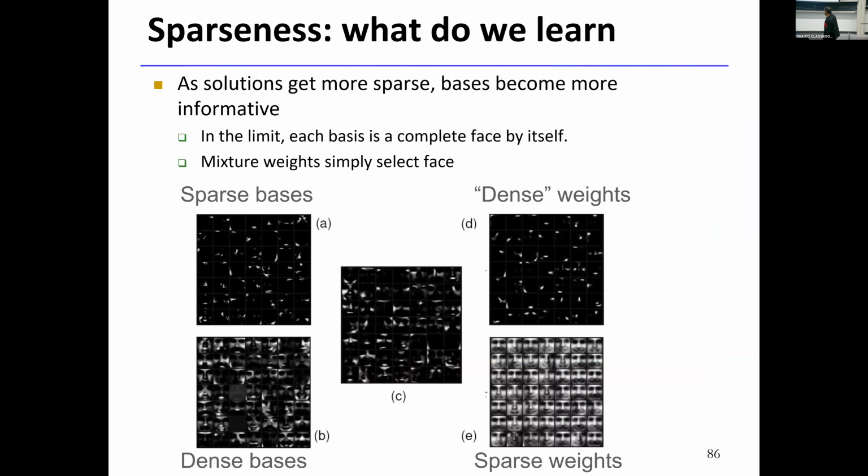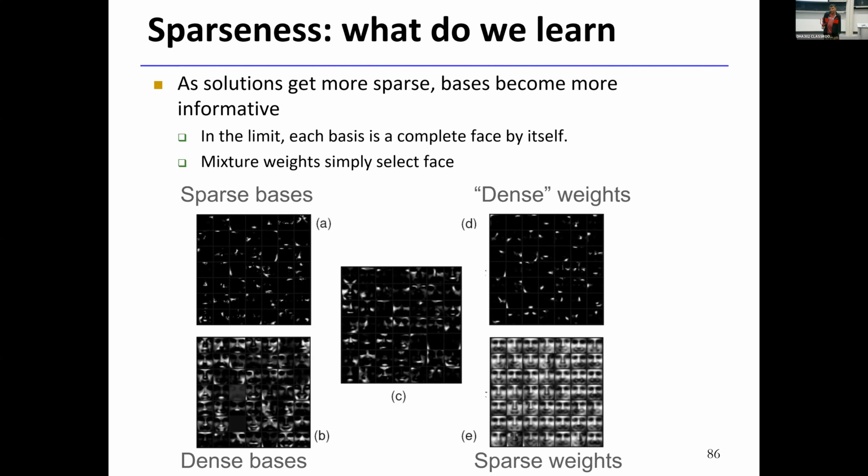Skip this. This is with images. So here, I can make my bases sparse or dense. These are the bases I got when I just did the standard non-negative matrix factorization to decompose faces. And the bases ended up capturing parts of faces, right?